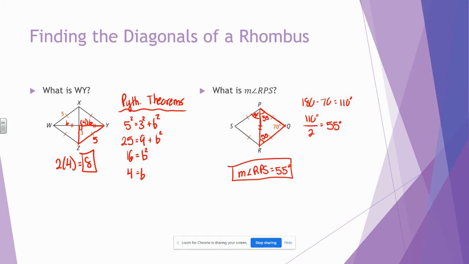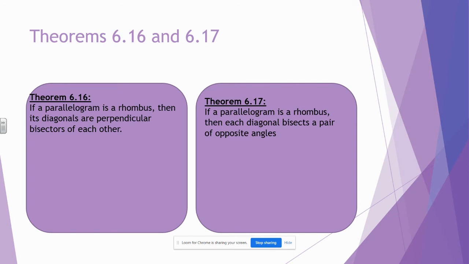So now that we've worked through some problems with this, let's put them into a theorem statement. We have theorem 6.16 and 6.17. So theorem 6.16 tells us that if a parallelogram is a rhombus, its diagonals are perpendicular bisectors of each other.